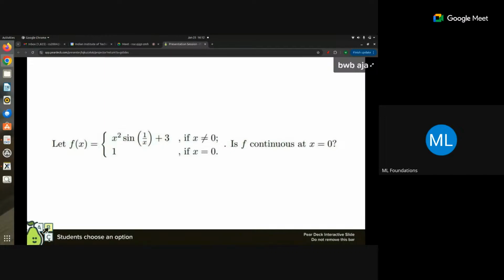What it says is this will take the value of x square sine of 1 upon x plus 3 if x is not equal to 0, and it will take the value 1 when x is equal to 0. Whether f is continuous at x equals 0 or not, you have to follow the same procedure. Again, I'll give you 2 minutes and then we'll see the answer.